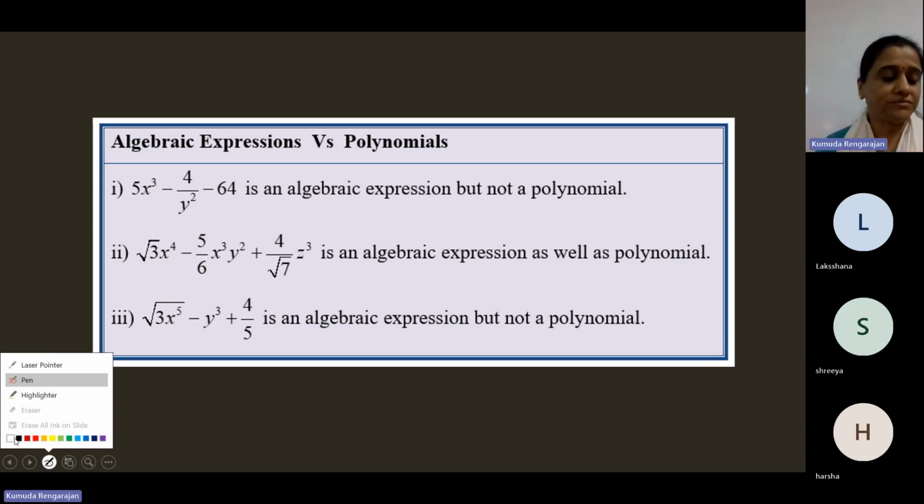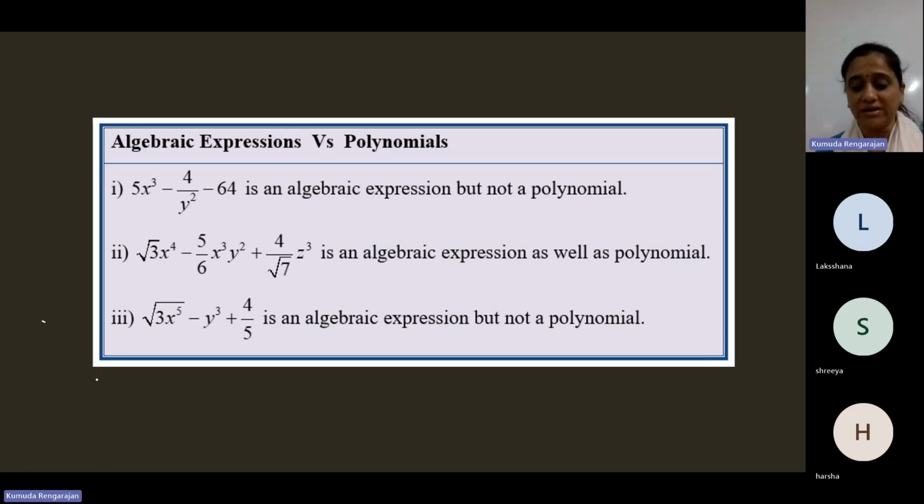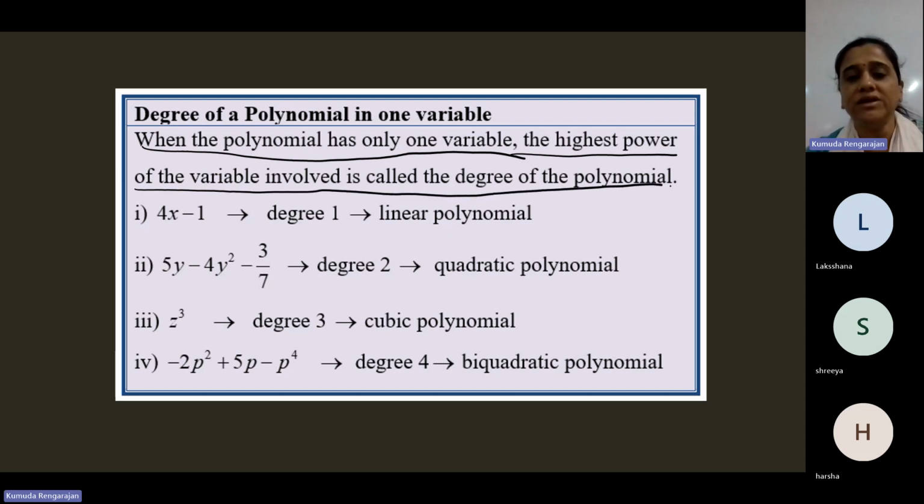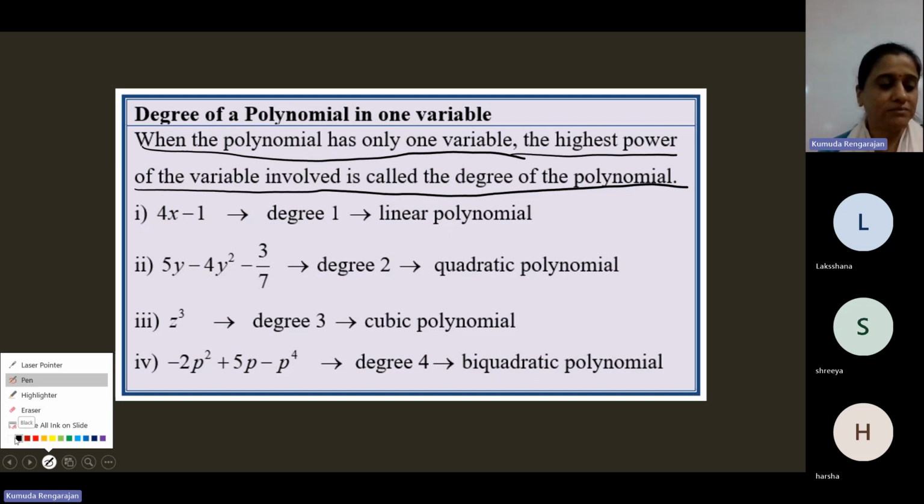Now, understanding polynomials based on the degree. For that, we need to understand what the degree of a polynomial is. When the polynomial has only one variable, the highest power of the variable involved is called the degree of the polynomial. Let me give you some examples.